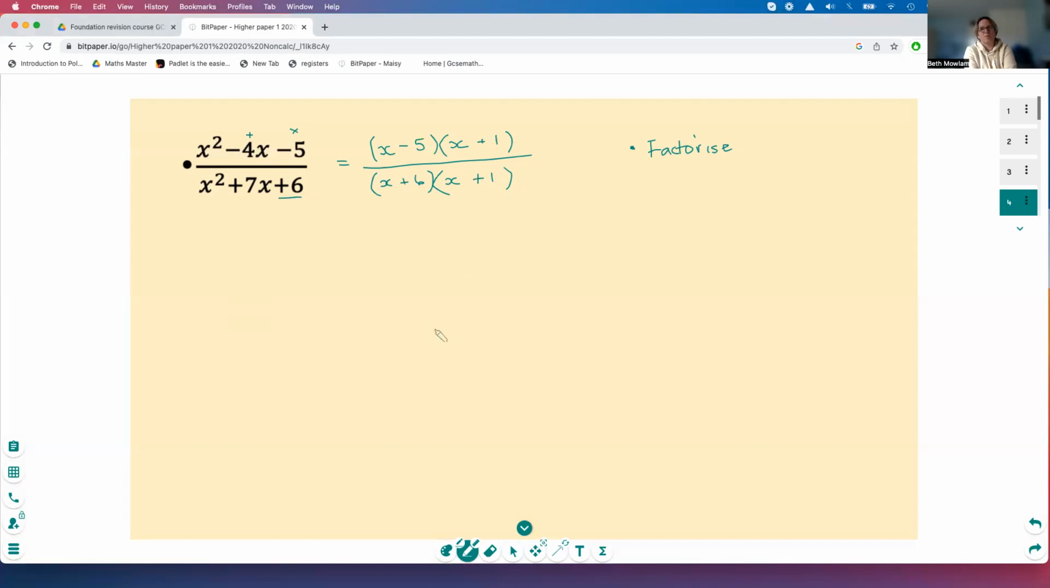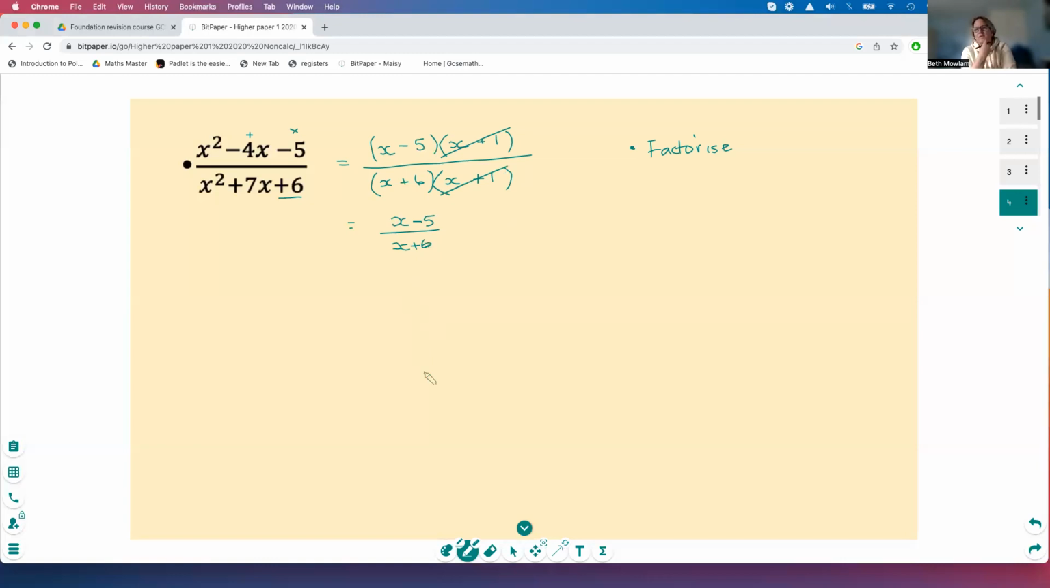If it asks you to simplify an algebraic fraction, you will have a common bracket on both the top and the bottom. So we can cancel out that bracket with that bracket because they're both the same factor. And that leaves us with x -5 over x plus 6. You can either include the brackets at that point or not. It does not matter.